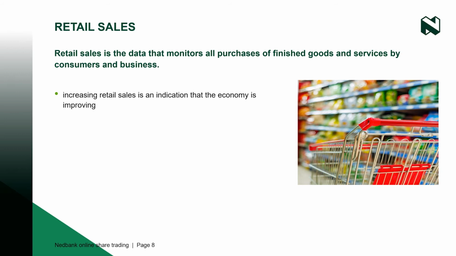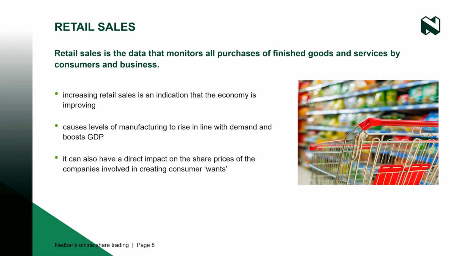If consumers are confident in their economic circumstances and future of their situation, they will continue to buy products and fork out money on items that aren't necessities. This causes levels of manufacturing to rise in line with demand and boosts GDP. It can also have a direct impact on the share prices of the companies involved in creating consumer wants. These shares are known as cyclical shares.